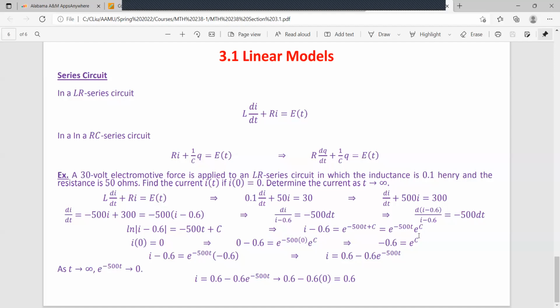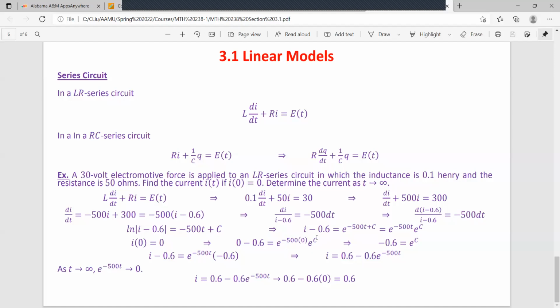Okay, actually we should have done that, because I minus 0.6 can be either positive or negative. Okay, but if you do that, then you can use the initial condition to find the arbitrary constant c1. So at time t equal to 0, current I is 0. Then plug in 0 for I and 0 for t in the solution. We get 0 minus 0.6 equals e to the negative 500 times 0 times c1.